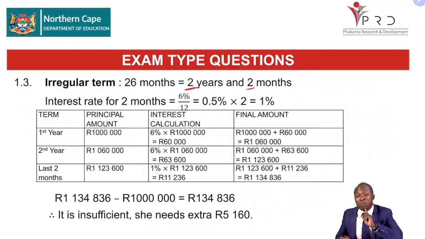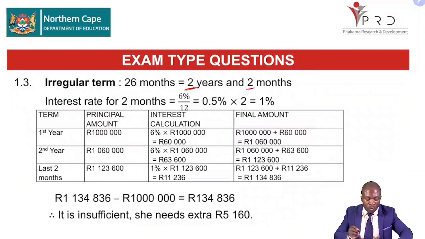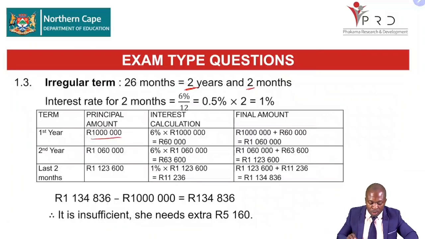The reason why I brought this question is because sometimes in the examination, they don't give you everything like 3 years or 2 years, like a whole year. No, they give you some years and some months, and then some of us will get stuck. Don't worry, because we are going to do better here. So what we do, year one, remember the money was 1 million.